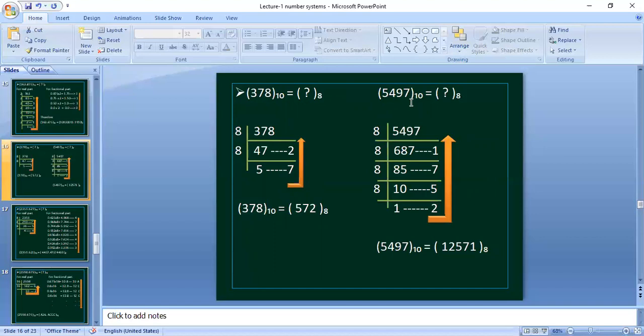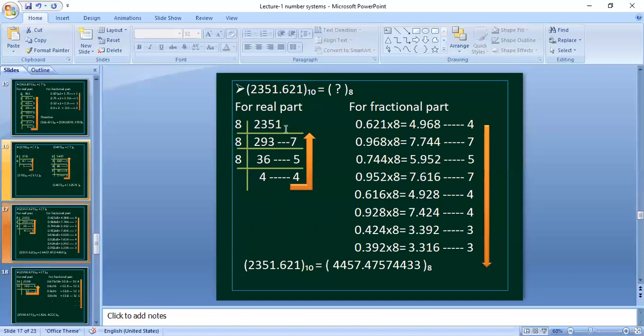In a similar way, 5497 is the given decimal number. It has the integer part only. So for the integer part, we need to follow the successive division with 8. Here also the final result 1 is less than 8, so we can stop the division here and we need to consider the result from bottom to top. So that is 12571. This is the equivalent octal representation for the given decimal number.